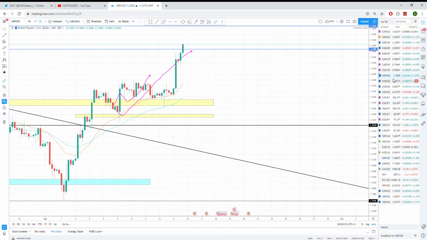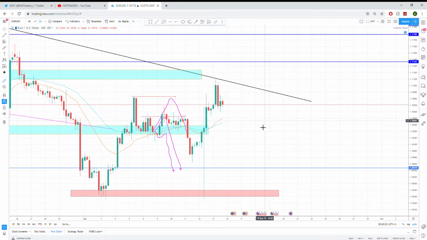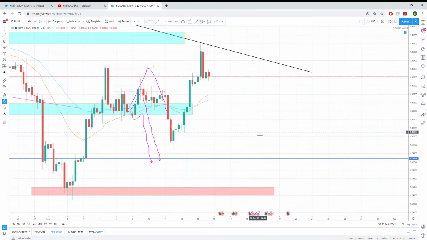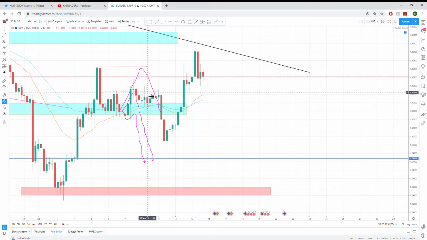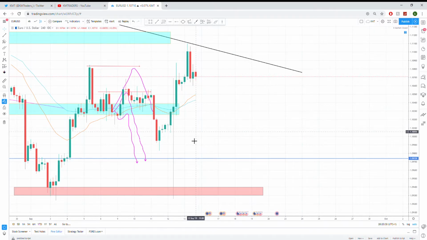So now moving on to euro USD. What we was looking for here was a violation of our structure. Now we had our rejection from this structure here, which was at 1.10531. Now we had a close above, but we wouldn't have entered there because that would have caused us to look at this more as a bullish move to wait for this level as a rejection.